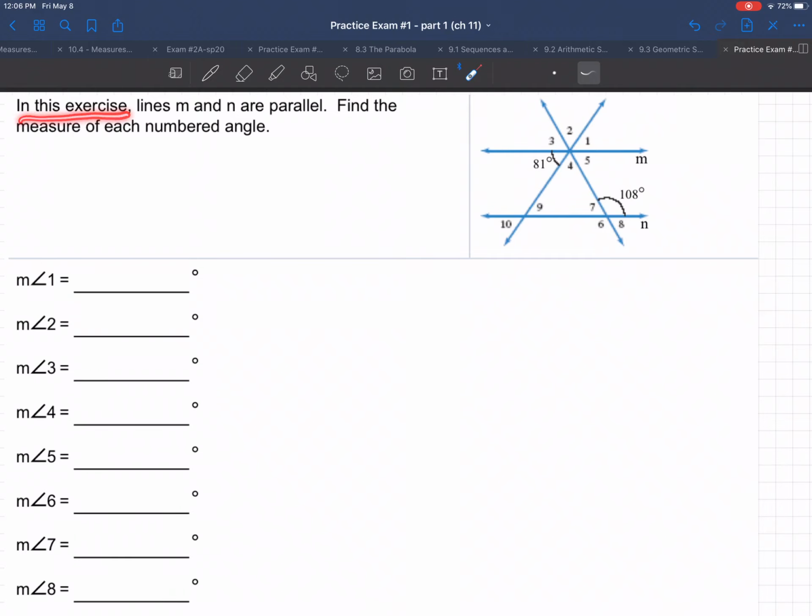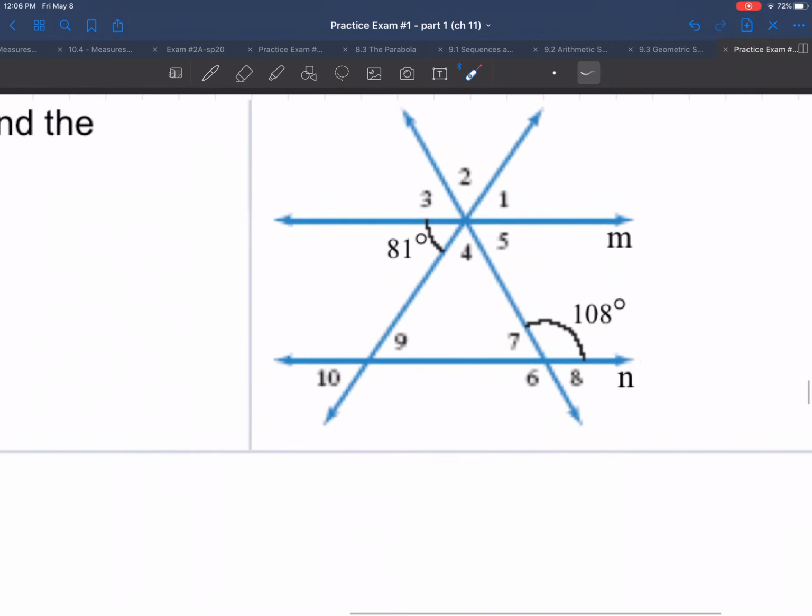In this exercise, lines M and N are parallel, so this line and this line are parallel. Find the measure of each numbered angle. Okay, so how are we going to do this? Let me make this a little bigger for you to see. So M and N are parallel lines right here.